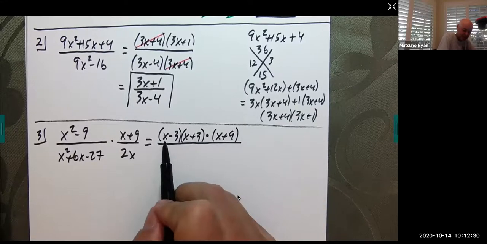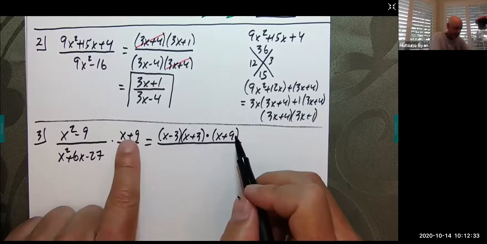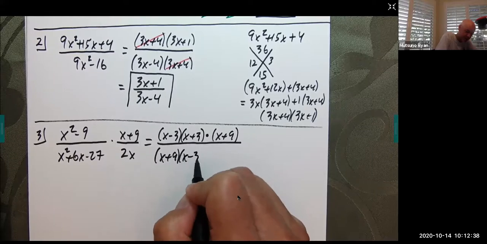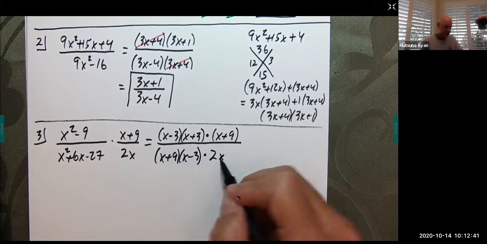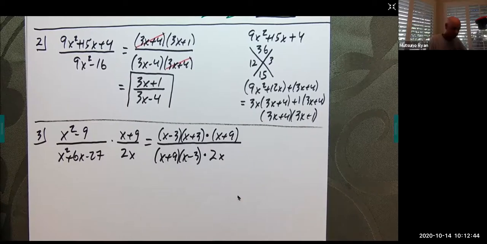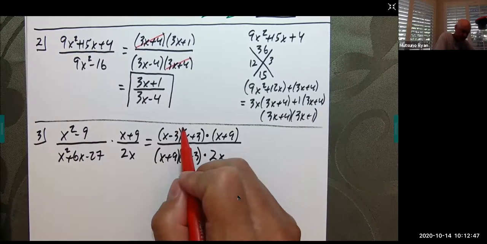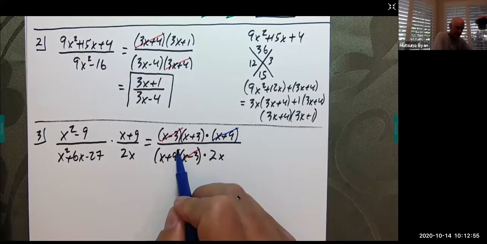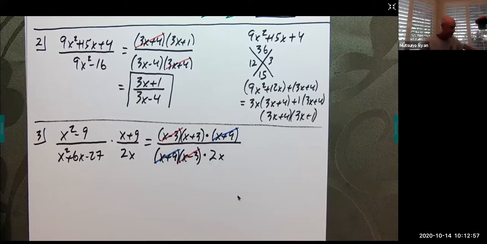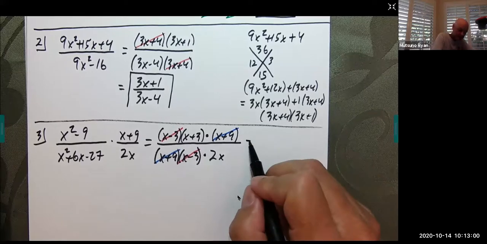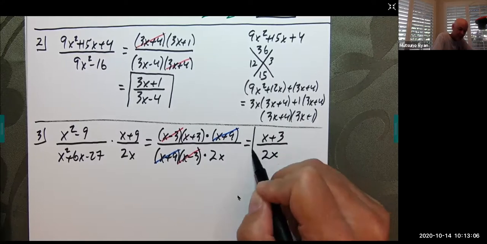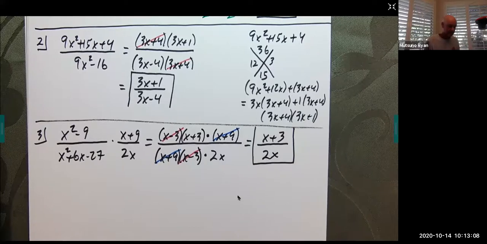So there's my x squared minus 9 there, times the x plus 9. Here, this is going to factor into x plus 9, x minus 3, times 2x. And I'm going to note that the x minus 3's reduce, and that the x plus 9's reduce. So after we multiply, of course, we need to try to simplify it. There we are.